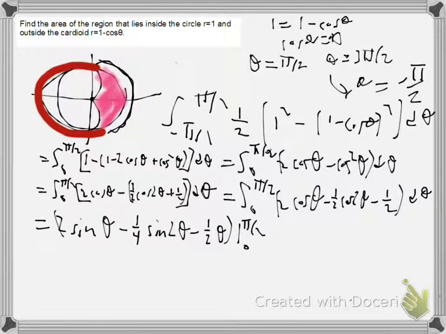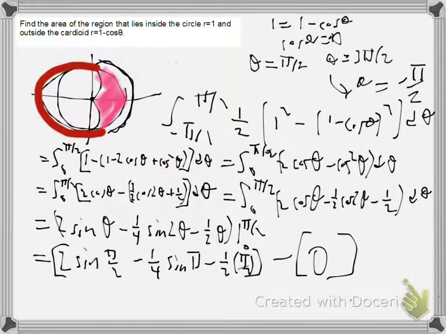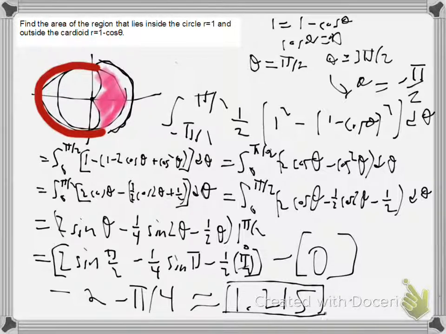Taking the antiderivative gives us 2 sine theta minus 1/4 sine 2 theta minus 1/2 theta from 0 to pi over 2. Substituting in our bounds will give us 2 sine pi over 2 minus 1/4 sine pi minus 1/2 times pi over 2, and all minus 0, which comes out to be 2 minus pi over 4, which is approximately 1.215, which is the area between those two curves.